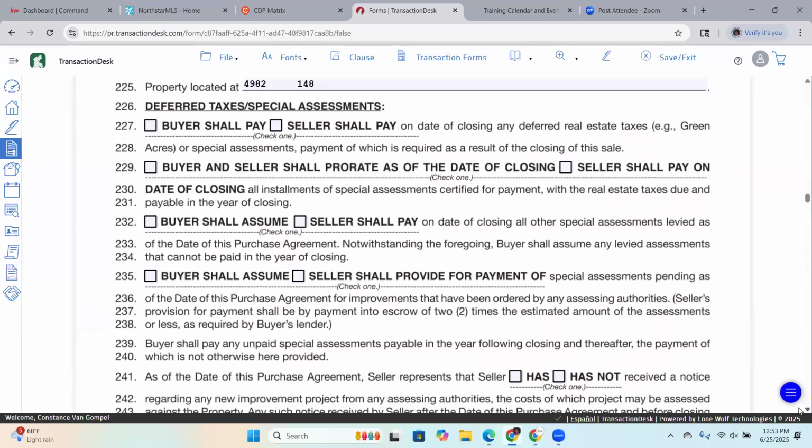And then deferred taxes. On the day of closing, deferred taxes in the sale, once again, you can check your buyer or you can check your seller depending on what's going on with those deferred taxes. If it's going to favor your buyer for the seller to pay them, have the seller pay them.